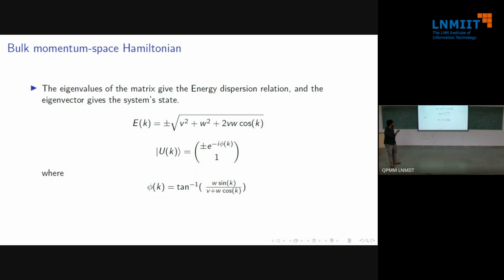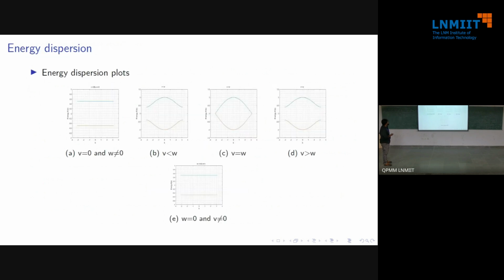This eigenvector has a phase of tan inverse of W sin kx by V plus W cos kx. And these are the dispersion relations which Saurav sir already showed.